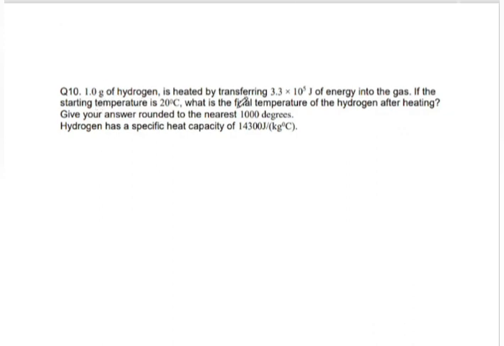10 gram of hydrogen is heated by transferring 3.3 times 10 to the power 5 joules of energy into the gas. If the starting temperature is 20 degrees, what is the final temperature of hydrogen after heating? Give your answer rounded to the nearest 1,000 degrees. The specific heat capacity of hydrogen is 14,300 joules. First of all, I have to convert the 10 grams to kilogram by dividing by 1,000. That's going to give me 0.01 kilogram.